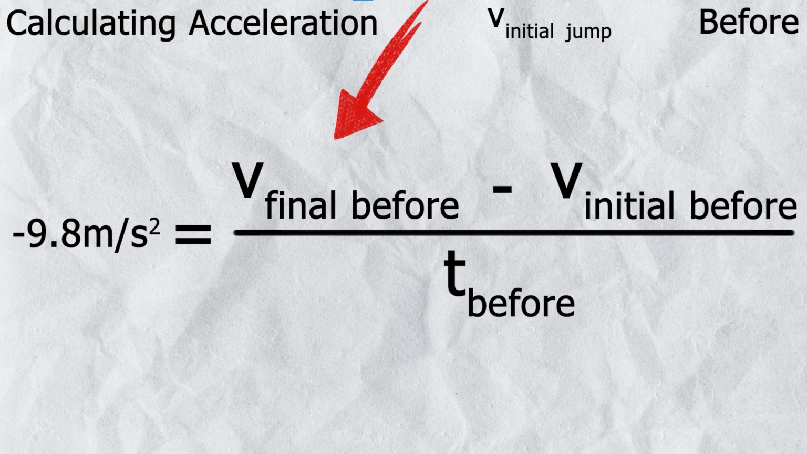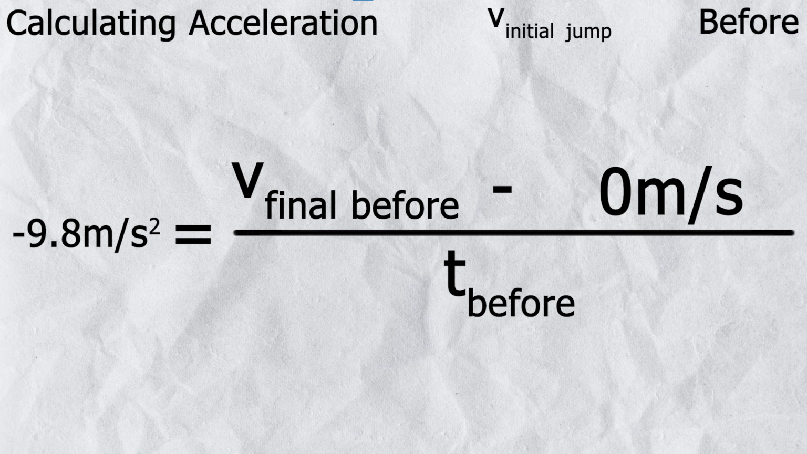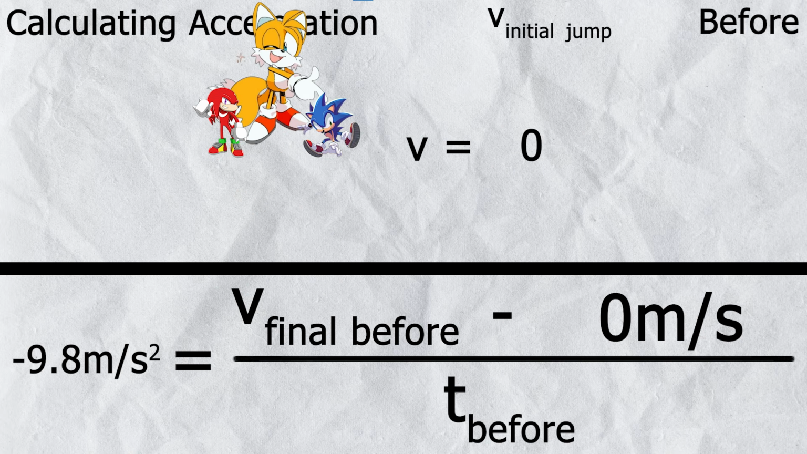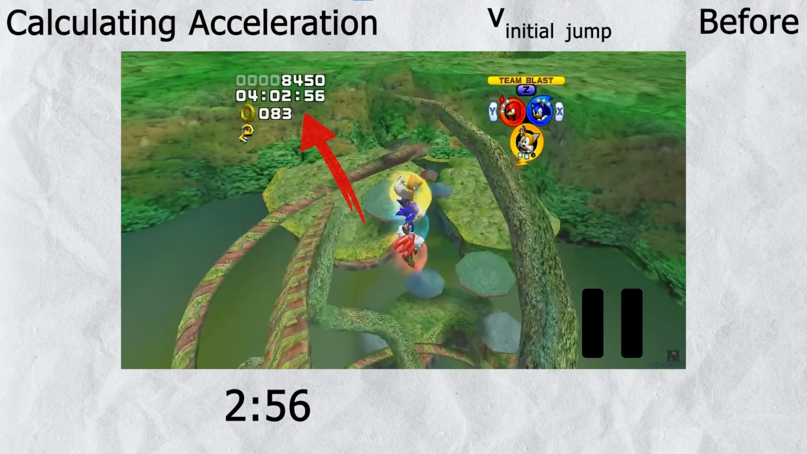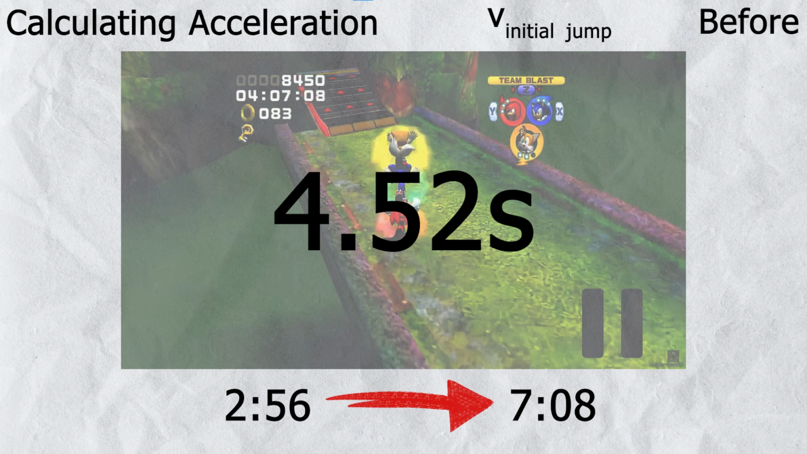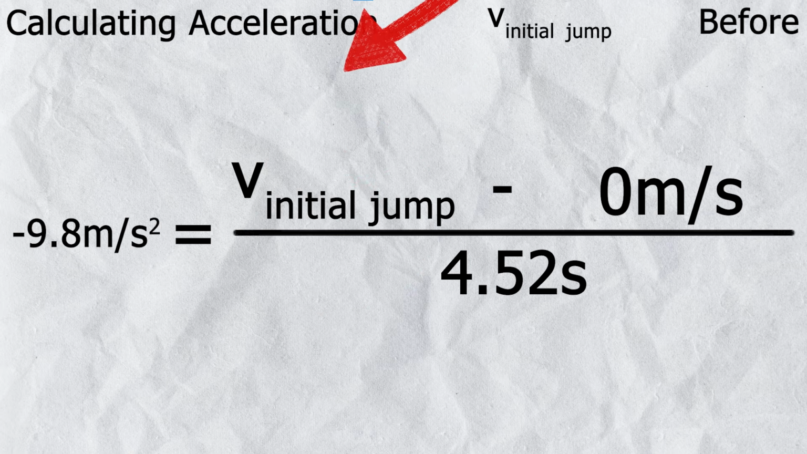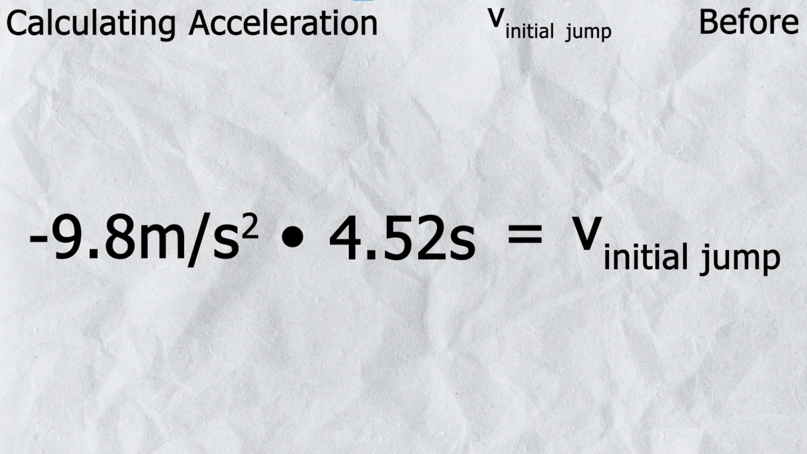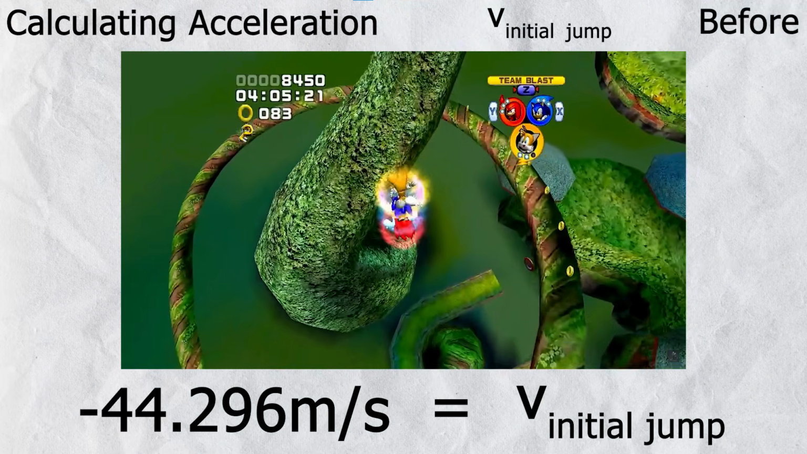While we don't know the final before velocity yet, we do know that the initial before velocity is 0 meters per second, as Tails' vertical speed is 0 the moment he starts falling. Lastly, I found the time from when he starts moving downwards to when Knuckles touches the ground to be 4.52 seconds. From here, we can find the initial jump velocity easy peasy. We can just rearrange the equation to have the initial jump velocity all alone and solve to get negative 44.296 meters per second. This is negative since Tails is moving downwards before he double jumps.